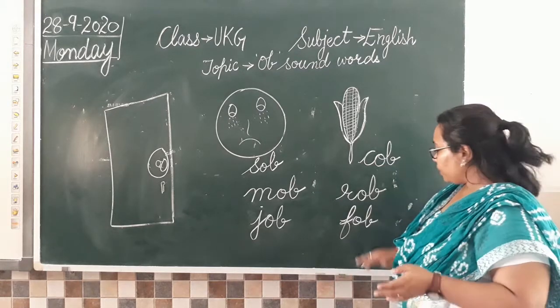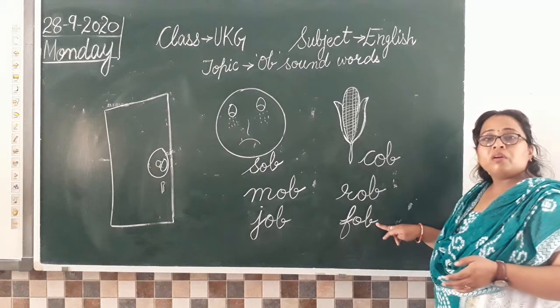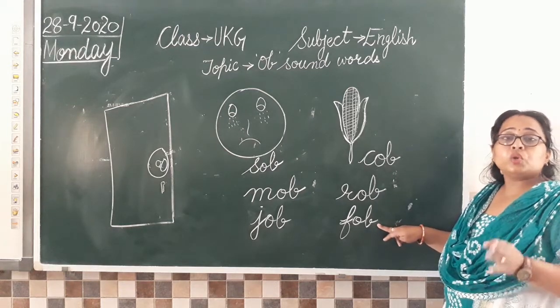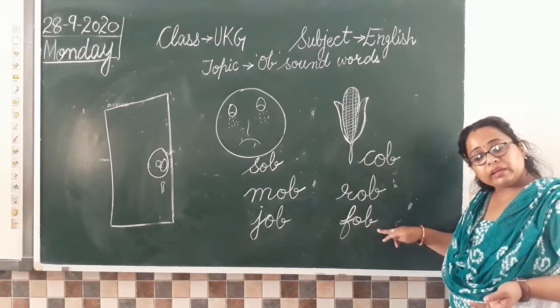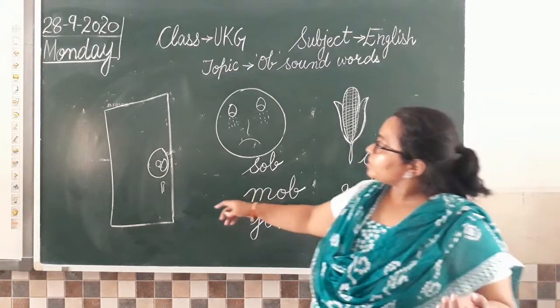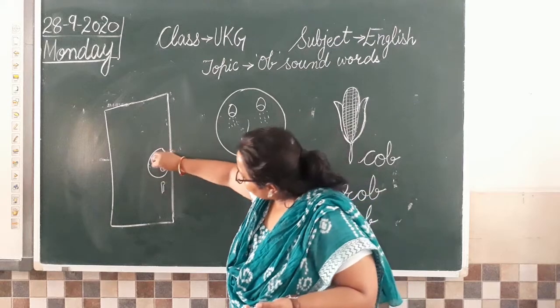Fob is to cheat. Fob, and that is to cheat. किसी को ठगना, उसको परेशान. Clear? Now one more picture is left here with us. Can you tell me what is this?